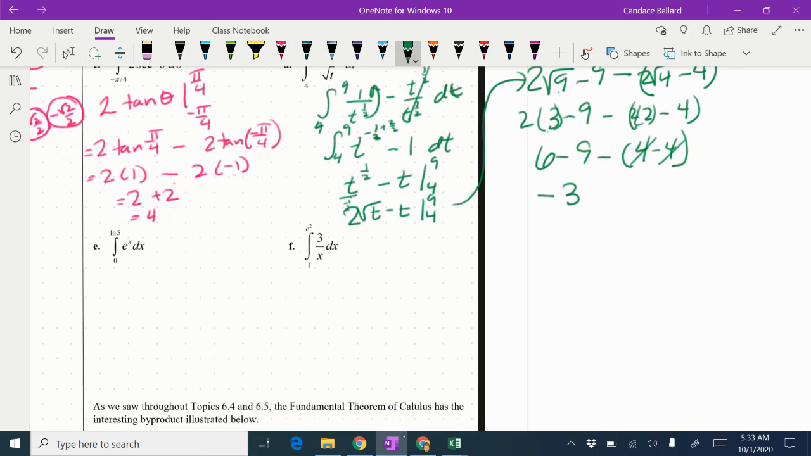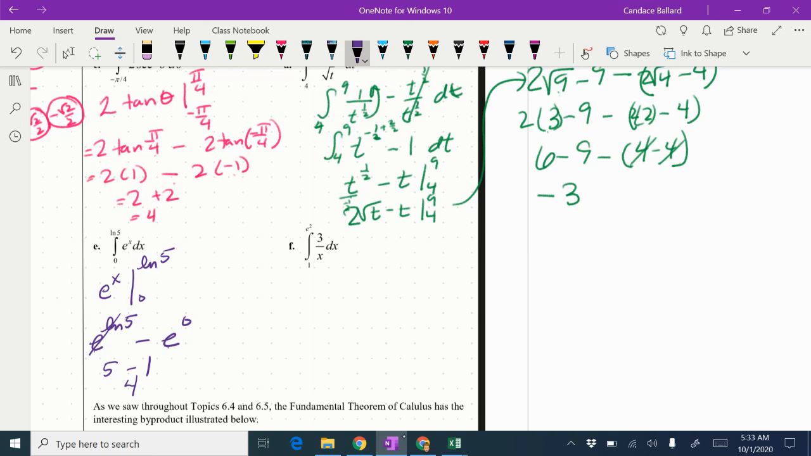All right, let's take a look at e. We know when we integrate e to the x, we get e to the x. We're going to go from 0 to the natural log of 5. So I'm going to put these in. We get e to the natural log of 5 minus e to the 0. With log properties, we know e and natural log cancel, so we've got 5. Then e to the 0 power is just 1, and 5 minus 1 would be 4.